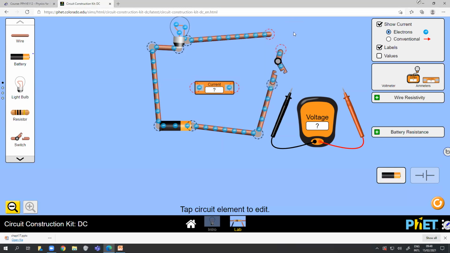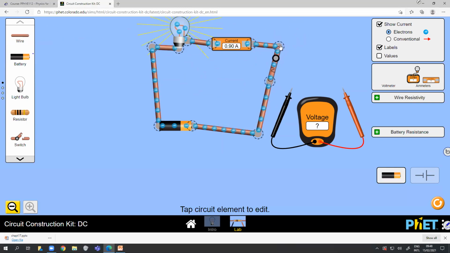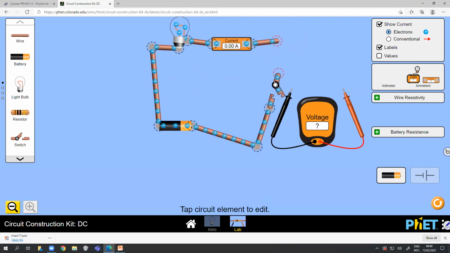So let me cut this and then connect it to this, and then take another wire, maybe better. See, now do you agree with me? Oh, let me open the switch. Where is the switch? Okay. I'd like to have it a little bit down. So let me get another wire.